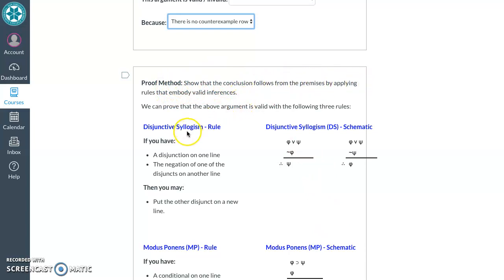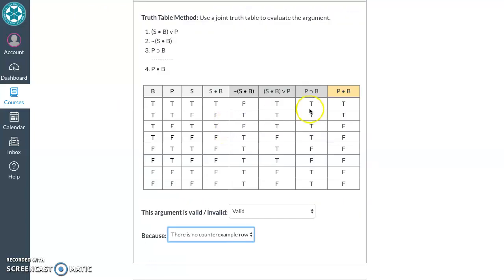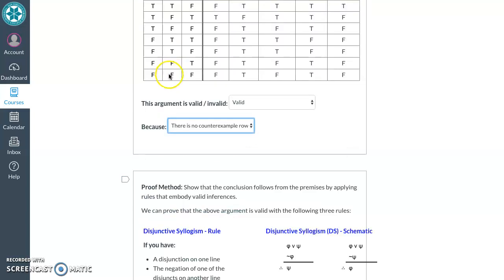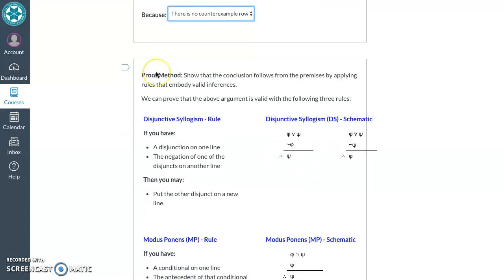Okay, now the proof method. Our goal is to show that the conclusion follows from the premises by applying rules, and I'm going to lay out 3 of our 5 rules here that apply to the argument we're looking at, rules that embody valid inferences. So instead of laying out this whole complicated table, we will prove that if these 3 things are true, this must also be true in a series of 3 steps. Each one is a simple, very common, valid pattern of reasoning. So here are 3 patterns of reasoning we know to be valid and that are very common.